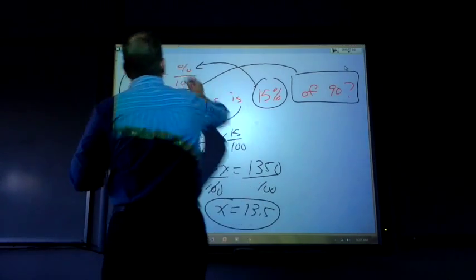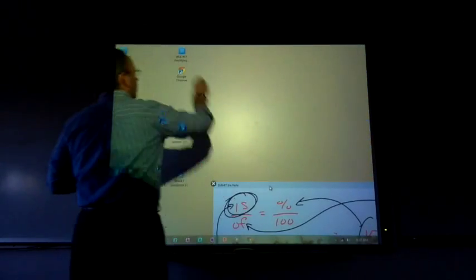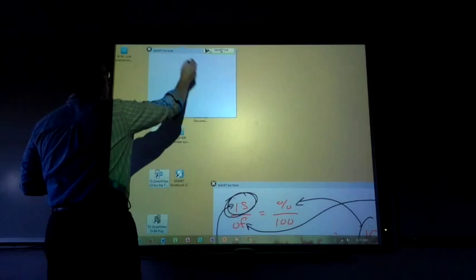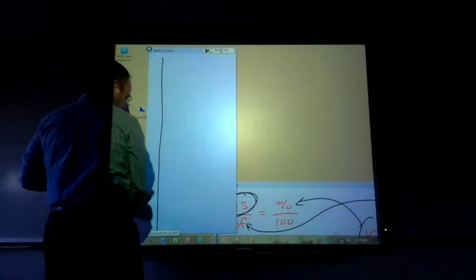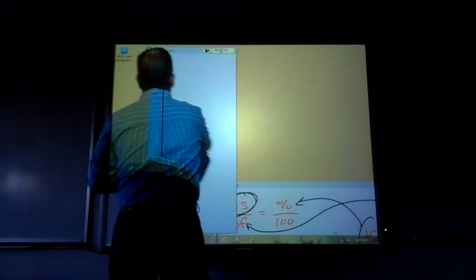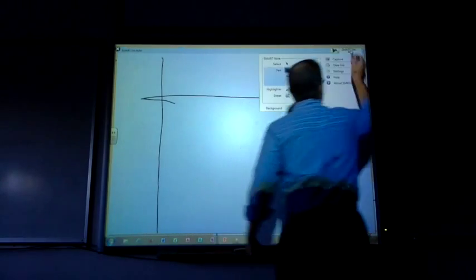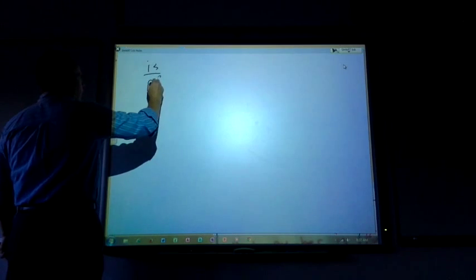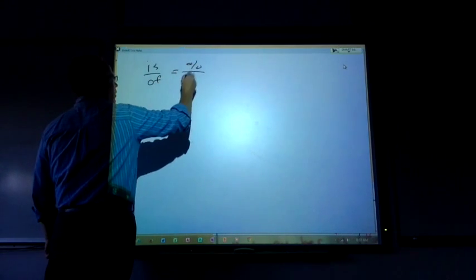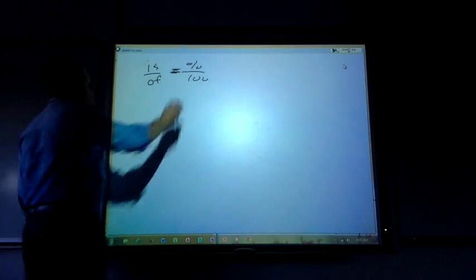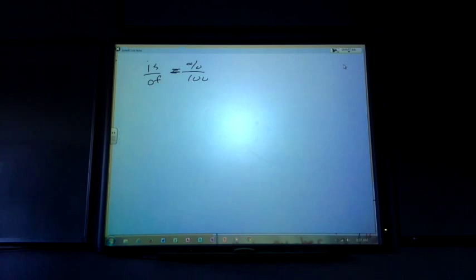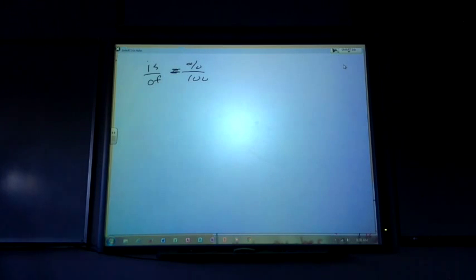I'm going to bring this down here and bring up another one. Clear, right? Again, let's do is over of equals percent over 100. Still with me? This is our template. What's our constant? 100. That means it's always going to be the same.